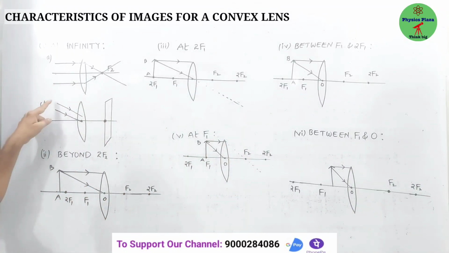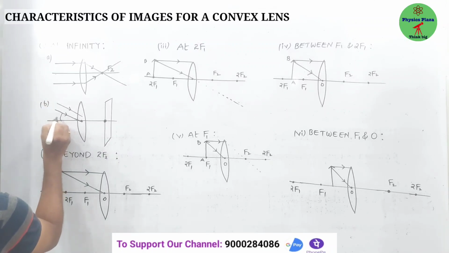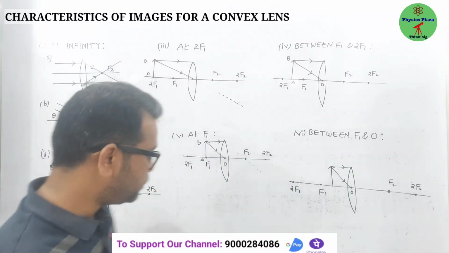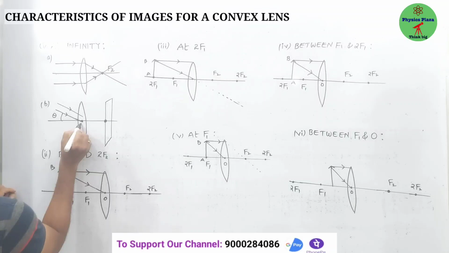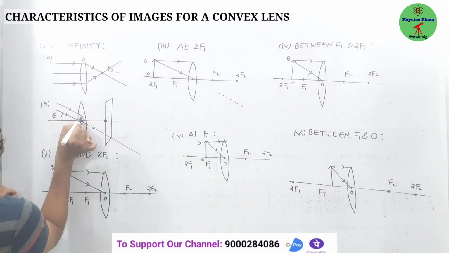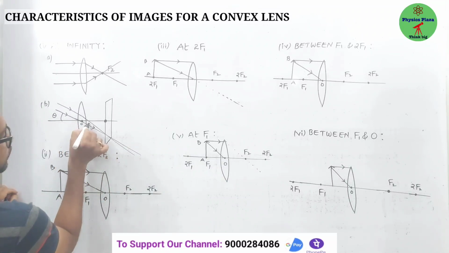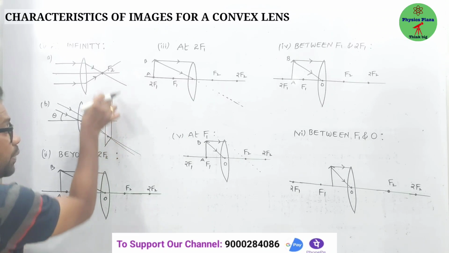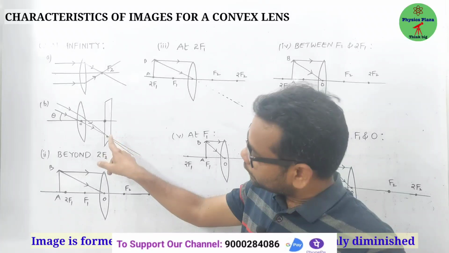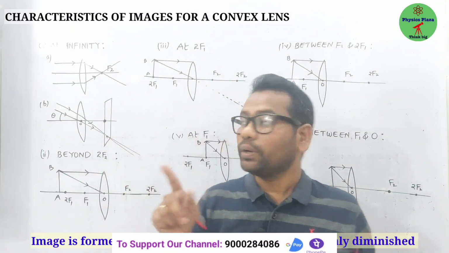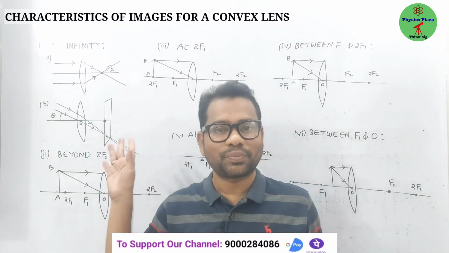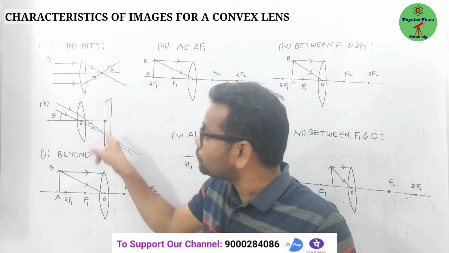Now look at this. Here also there are parallel light rays, but they are making some angle with the principal axis. Such incidence we call oblique incidence. Then what will happen? This light ray which passes through the optic center will go undeviated, like this. But this light ray gets refracted. Look here, where are they meeting? The image is formed on the focal plane. It is a real image and highly diminished. The only difference is that in the earlier case the image is formed at the focus, and here the image is formed on the focal plane. These are the conclusions from this case.